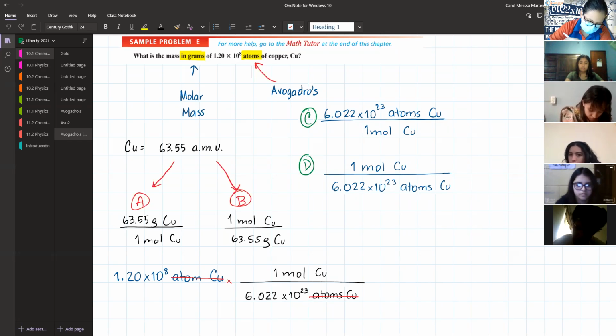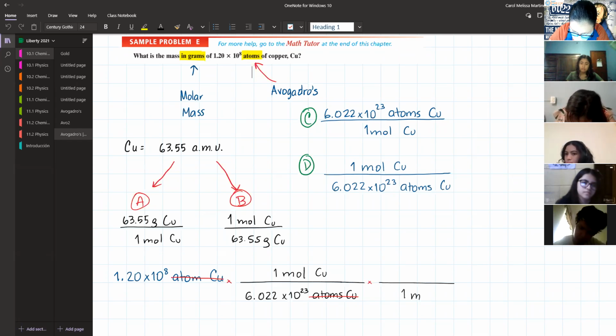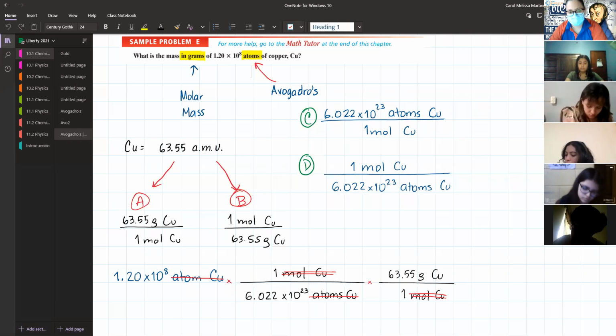And now, what conversion factor should I use to get rid of the moles? A, B, C, or D? A. So I say in 1 mole of copper, I have 63.55 grams of copper. With this, I can get rid of the moles of copper with moles of copper. And we perform this in the calculator.